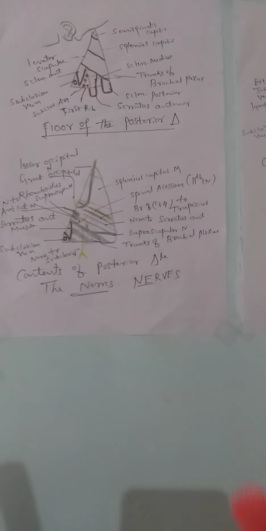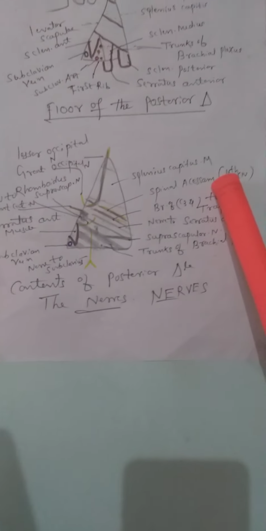Lesser occipital nerve, greater occipital nerve, nerve to rhomboids, anterior cutaneous nerve, nerve to serratus anterior, C3, C4 muscular branches to the trapezius and to the sternomastoid, and the spinal accessory nerve, the 11th cranial nerve. It is very much important. The 11th cranial nerve, the accessory nerve, supplies the sternomastoid as well as the trapezius.